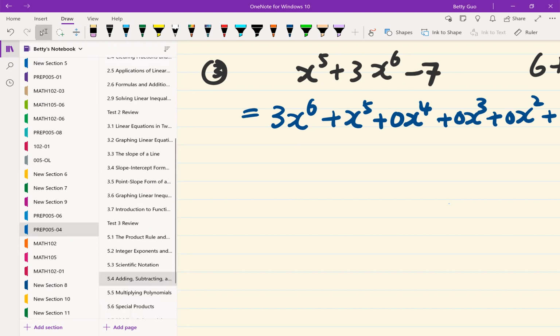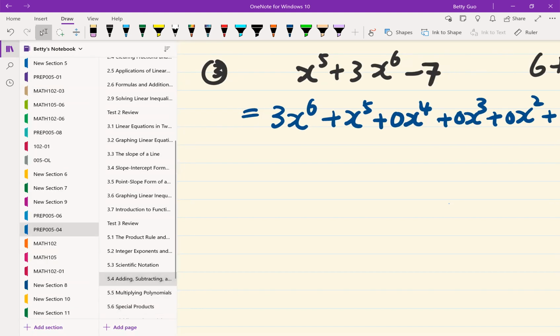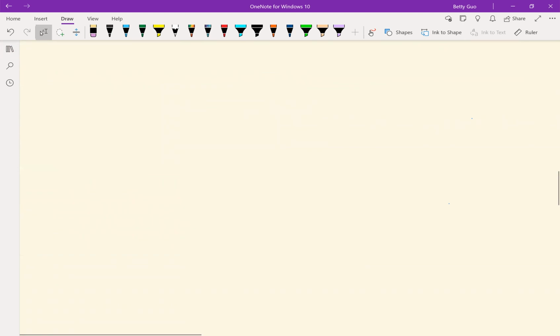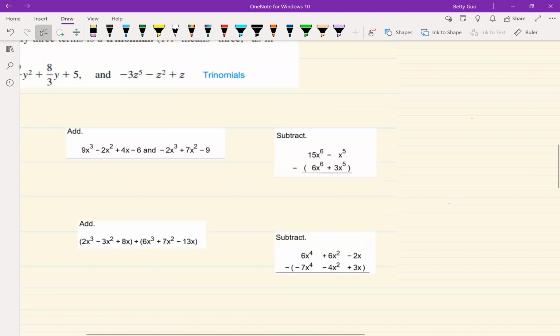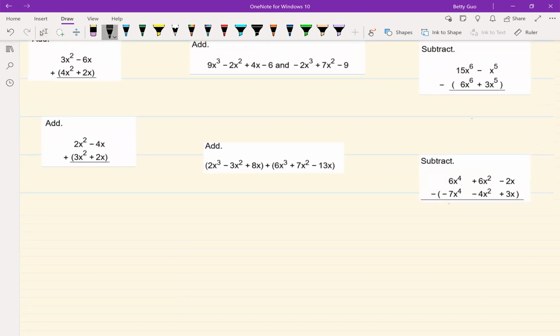What I'm talking about is how we operate on polynomials. We only give one example for addition and one example for subtraction. Any question?